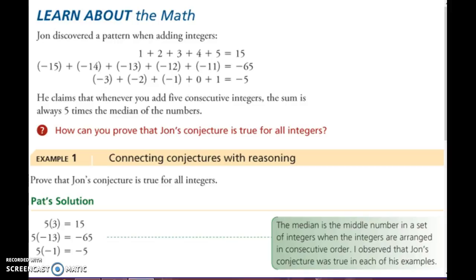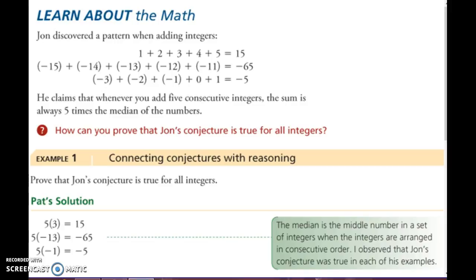And now today we're going to be talking about deductive reasoning. So deductive reasoning is when you prove something with mathematical logic and reasoning. Okay, so if we look at this example, John discovered a pattern when he was adding integers. So he added 1 plus 2 plus 3 plus 4 plus 5 and he got 15. Then he added minus 15, minus 14, minus 13, minus 12, minus 11, he got minus 65. Then he added minus 3 plus minus 2 plus minus 1 plus 0 plus 1 equals minus 5.